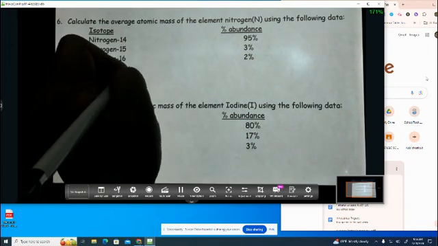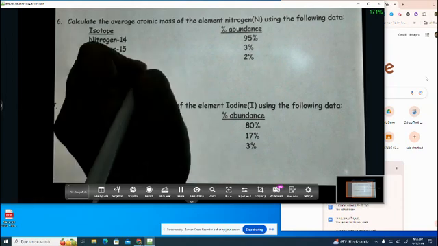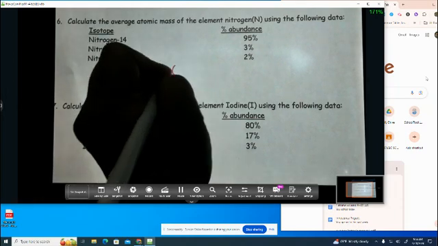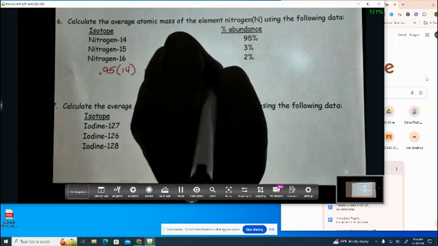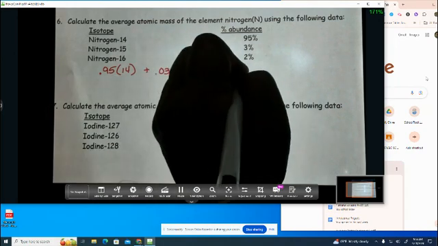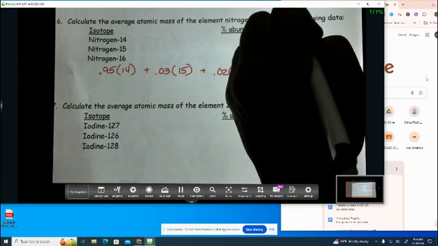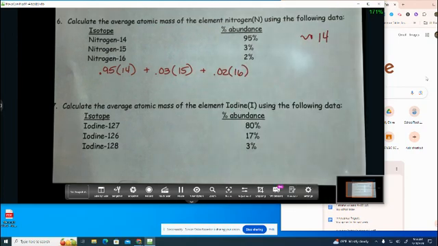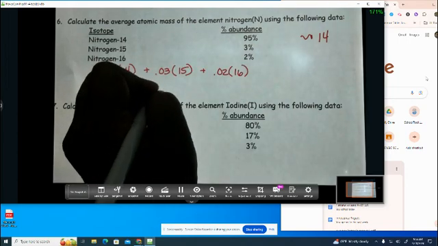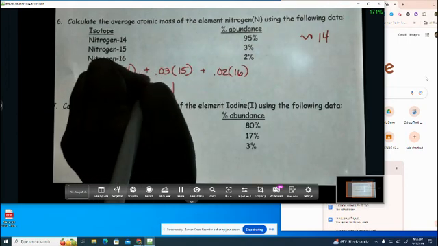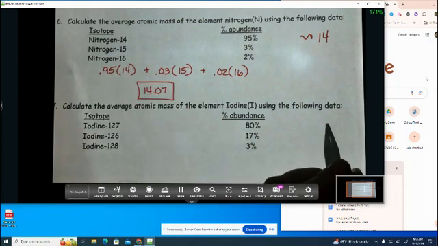0.95 times 14 plus 0.03 times 15 plus 0.02 times 16. My answer should be approximately 14. Somebody give me an actual number. 0.95 times 14. 14 point what? 07? Okay. Looks good to me. These aren't hard, right?